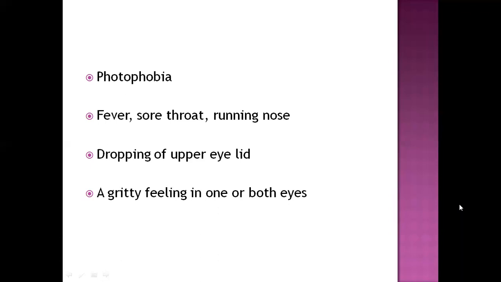Next is a gritty feeling in one or both eyes. The person who is suffering feels like something is there inside their eye, a gritty feeling in one or both eyes.